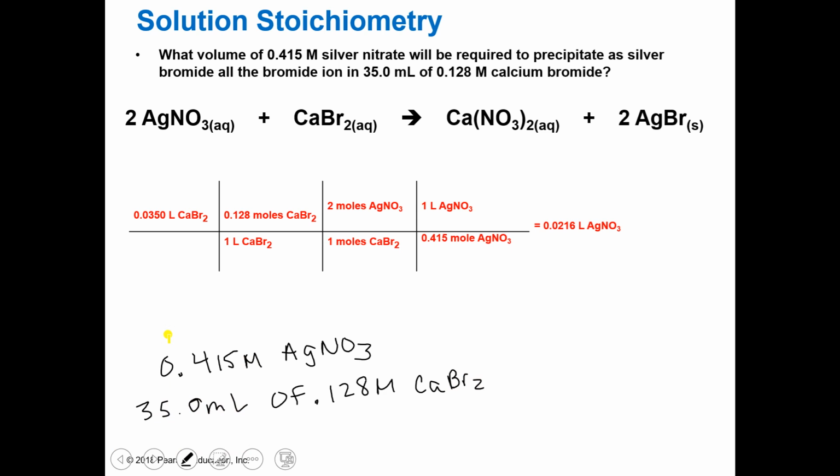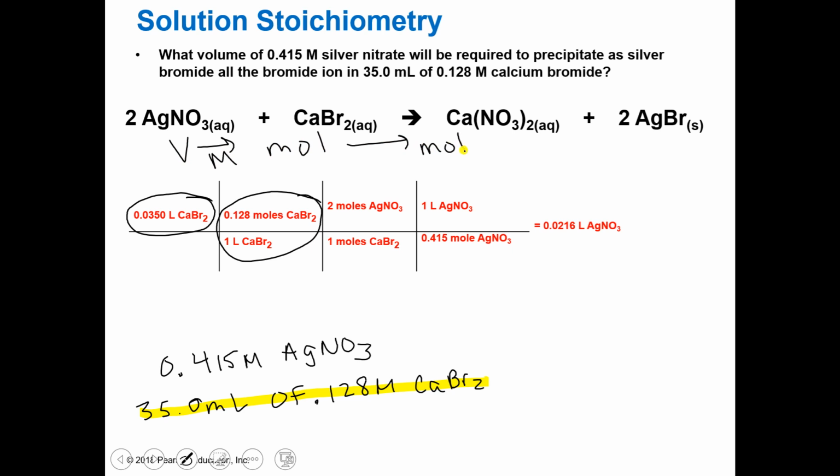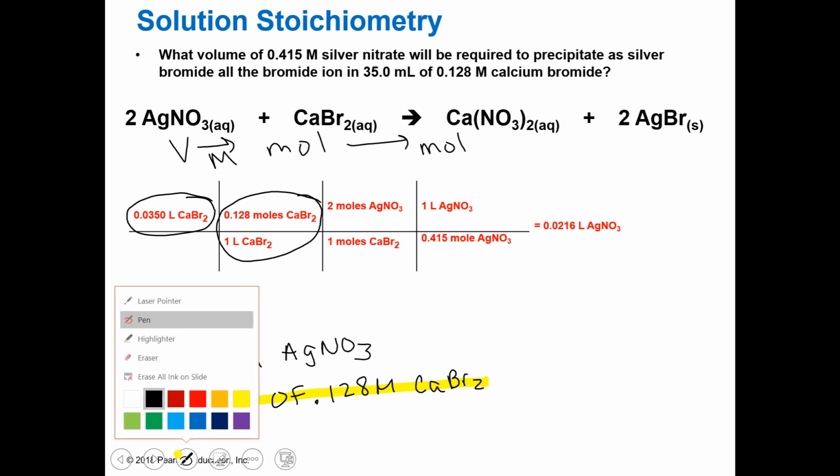We start in the only place we can, where we're given two pieces of information that will get us to moles. Once we're in moles, we can use our balanced chemical equation to flip-flop between different things within that chemical equation. So the only place I can start is right here. I'm going to take my volume of the calcium bromide and use the molarity to get to moles. So I've gone from volume to moles using molarity. Then I'm going to convert to moles of what's being asked for, which is the silver nitrate, using the coefficients from the balanced chemical equation.